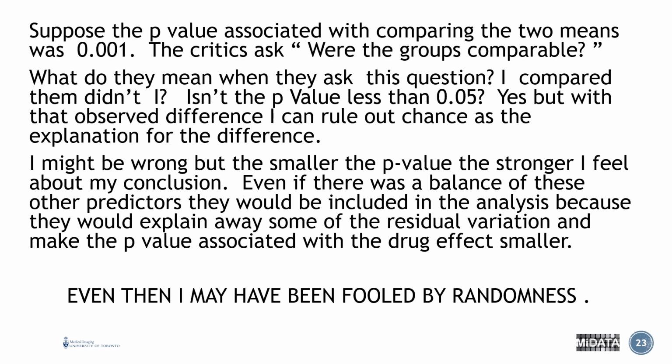So even if there was a balance of these other predictors, as we just said in the previous slide, we should account for these variables because they may be out of balance and associated with the outcome, so they would be included in the analysis. We keep them in the analysis because they would explain away some of the residual variation and make the p-value associated with the drug effect smaller. So that's the importance of including confounders in the analysis, regardless of how strong a confounder it is, because it actually will explain away some of the residual variation.